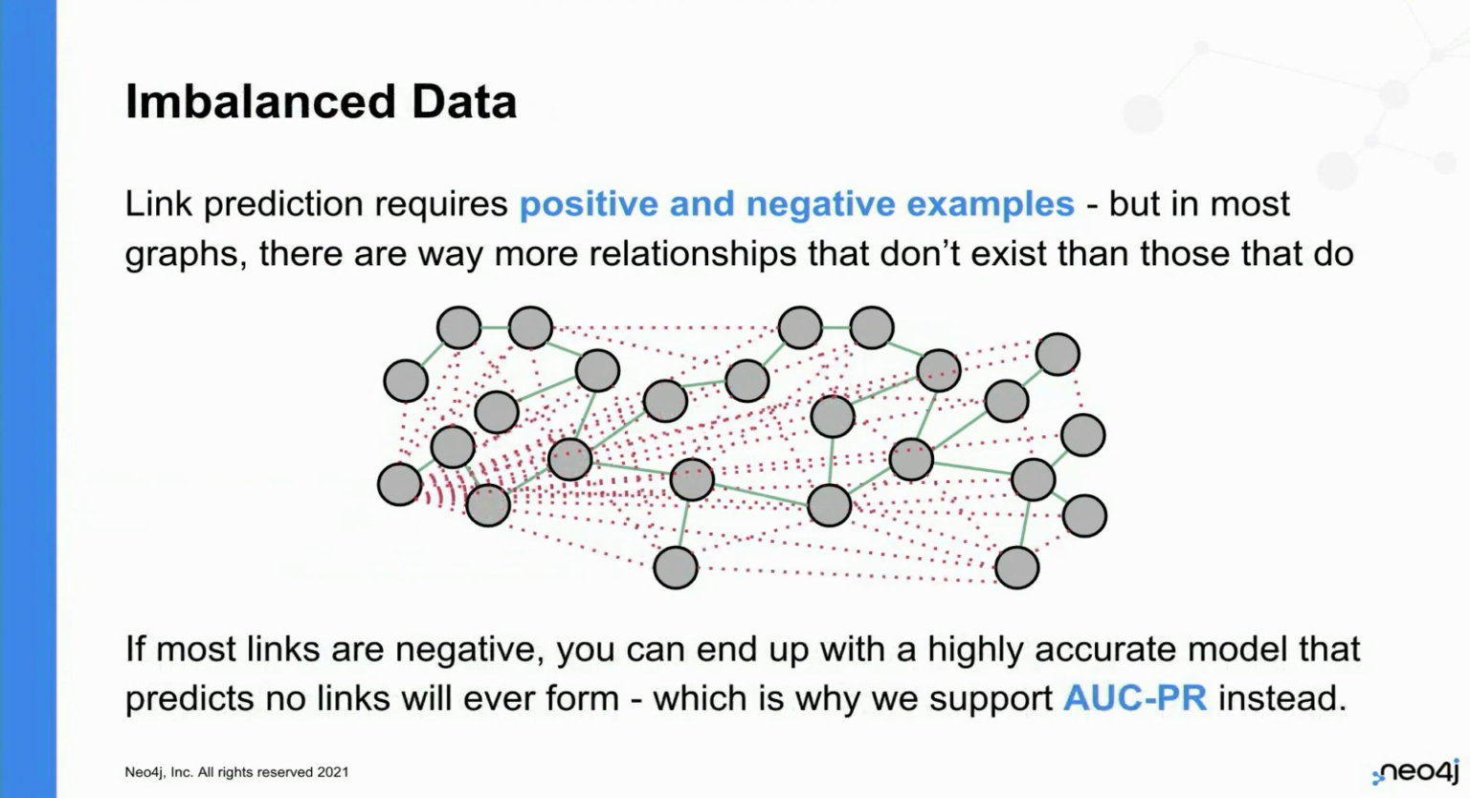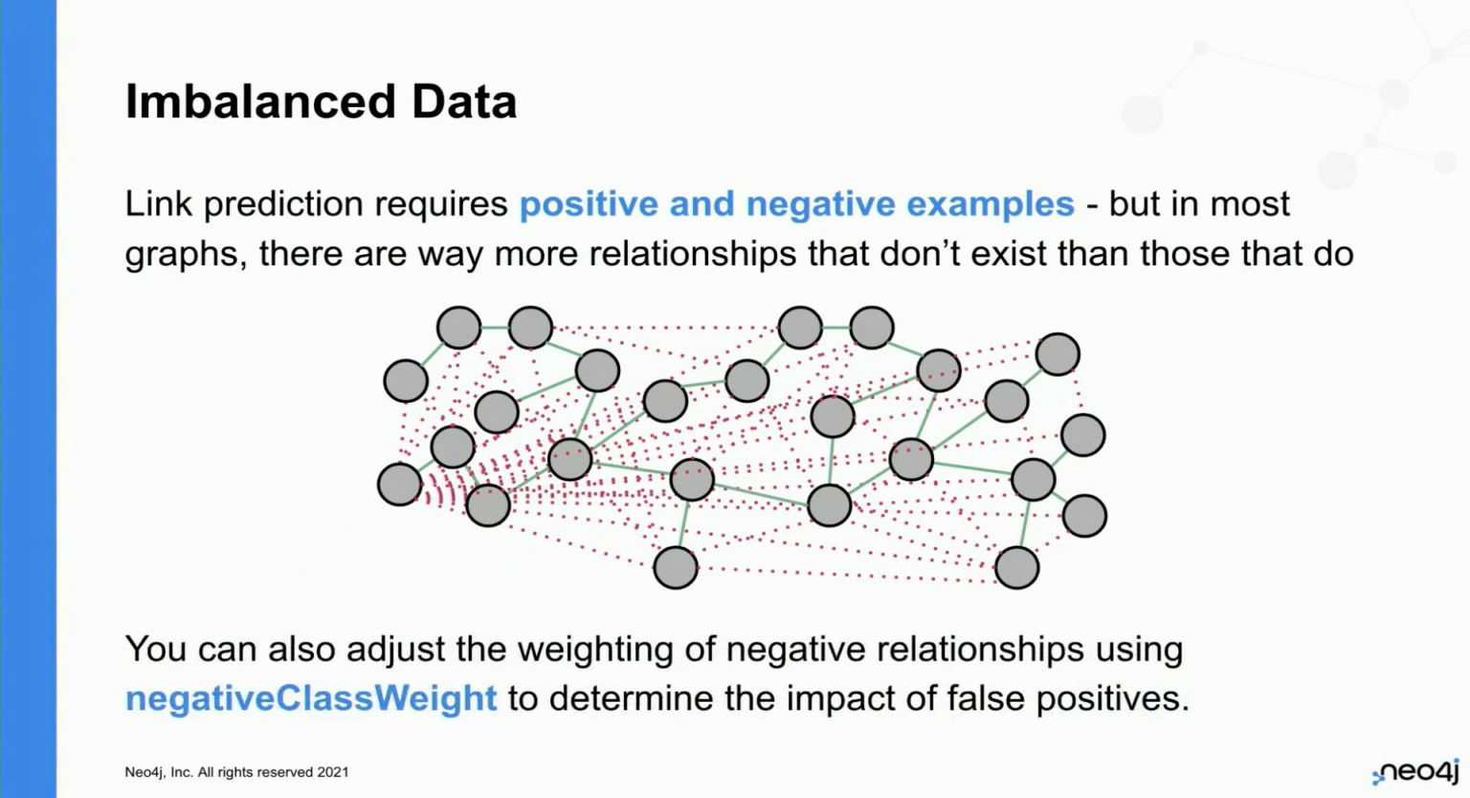And then remember, we've got really imbalanced data. So if most of your links are negative, we could train a model that's amazing, it's 99% accurate, and it says no links will ever form, and that would be fine. But instead, what we use for measuring your model performance is the area under your precision recall curve, which is much more sensitive to those false negatives. So really, it's about thinking about your problem and what you're trying to solve. You can also use negative class weight to determine the impact of those false positives. How important are they? Do you care more about false positives or false negatives?